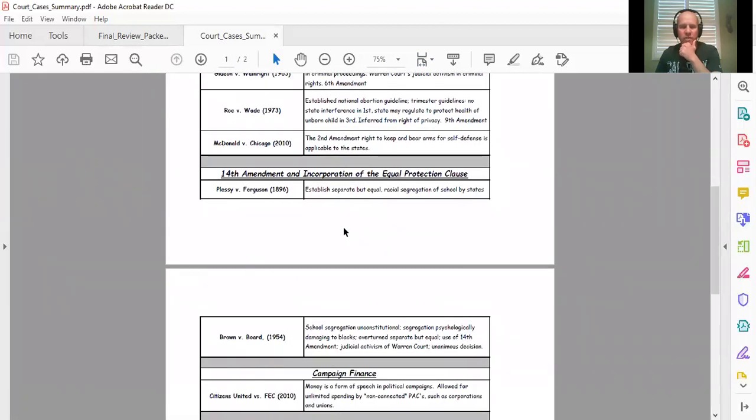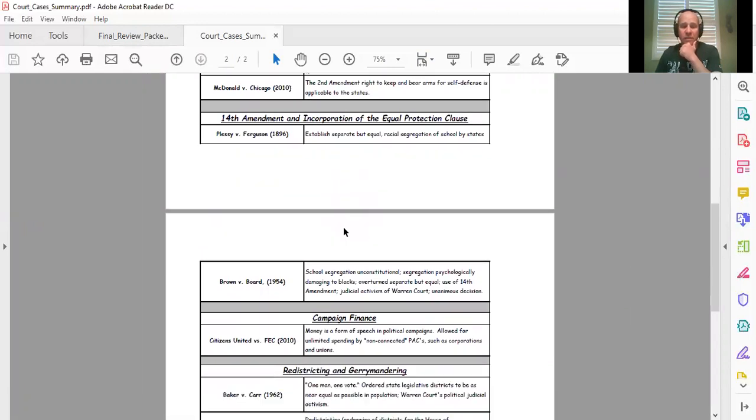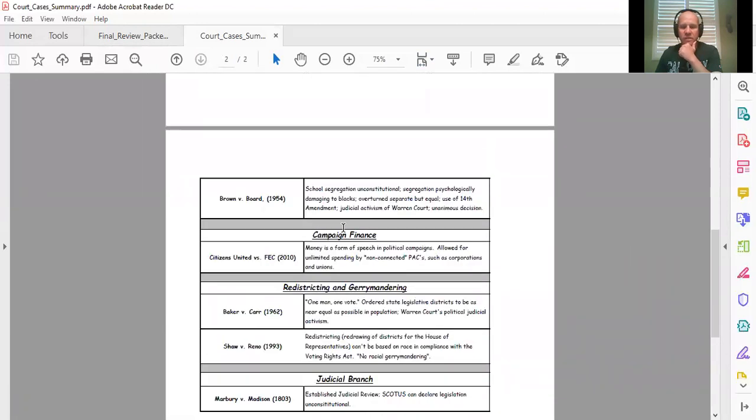So when you're writing, you're not going to have time to go look up the court cases. You're not. I'm going to talk more about what the time is going to be like. But if you don't know this going into the test, you're not going to have time to look it up and then write a coherent thought and put it together. So the key thing here is to know these cases.